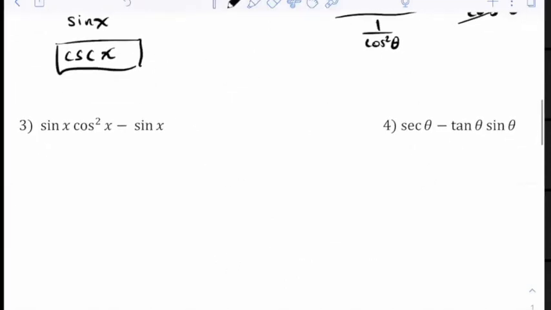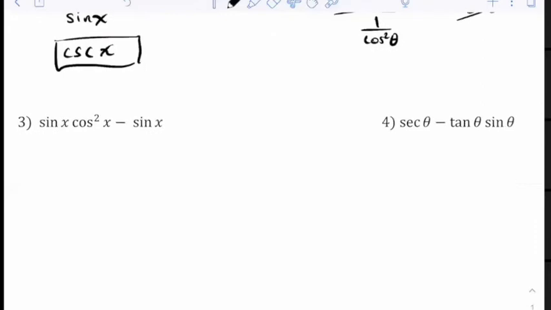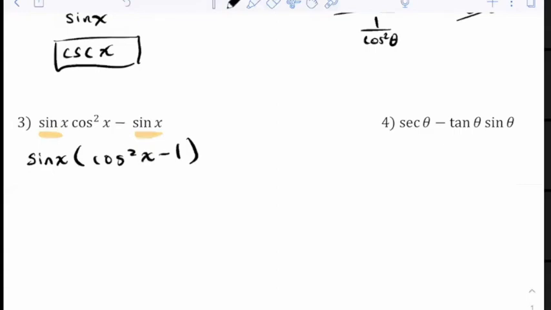We've got sine x cosine squared x minus sine x. One common strategy here is to note that we've got a common factor. In this case, it's the sine function. So I can actually factor that out. So sine x, what we're left with is cosine squared x minus 1. And what do we know about cosine squared x minus 1? That should look familiar to you, right?